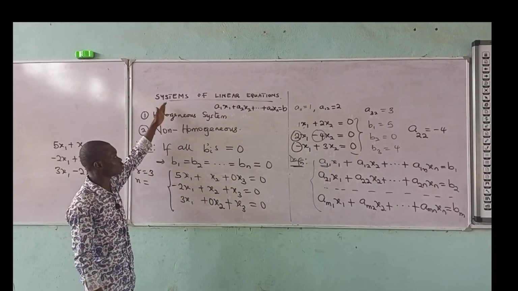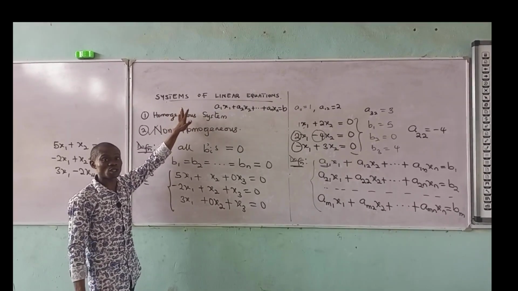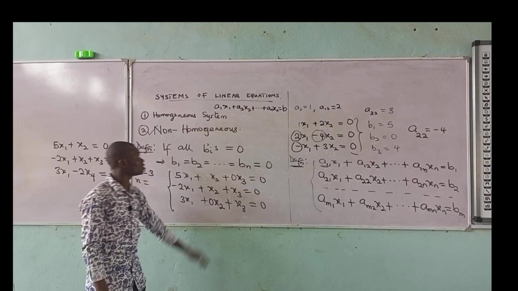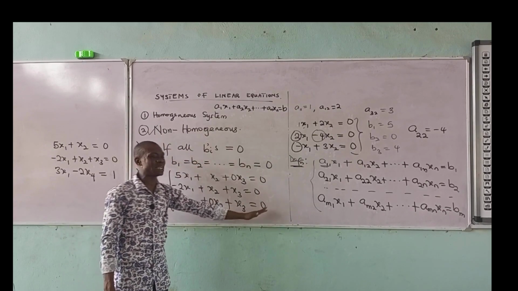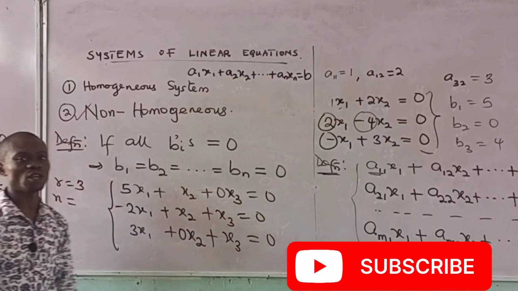And so we're also able to see the two major types of a system. We saw the homogeneous when all the constants on the right-hand side are all zeros, and we saw the non-homogeneous when there is at least one that is not a zero. Then we say we have a non-homogeneous.